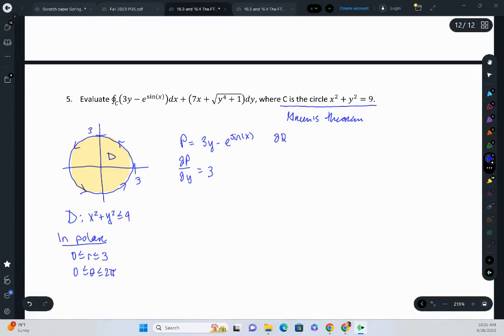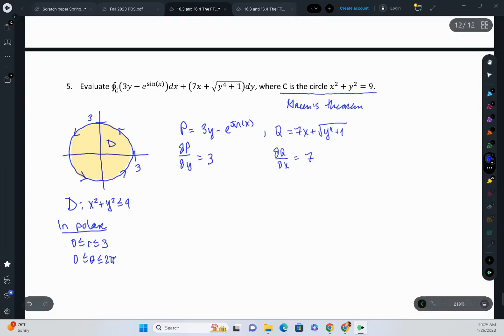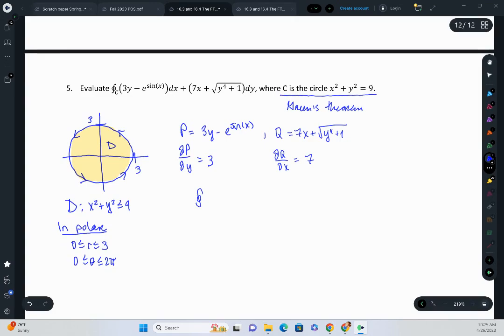Del Q del x, sorry, let me start with Q. Q is equal to 7x plus the square root of y to the 4th plus 1. Del Q del x is equal to 7. Also much, much nicer. So what we have here is a line integral over a closed curve C of F dot dr, but the way we have it written actually is not F dot dr. Let me write it in the alternate notation. It's P dx plus Q dy.